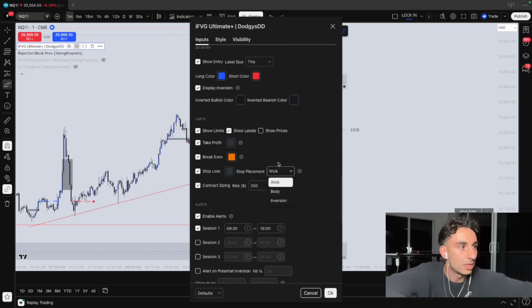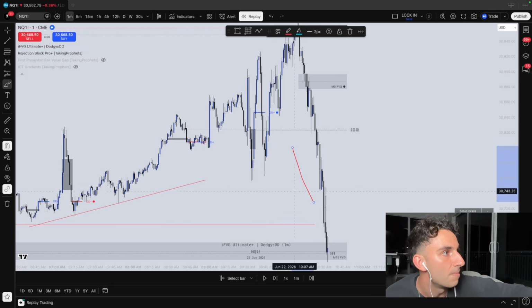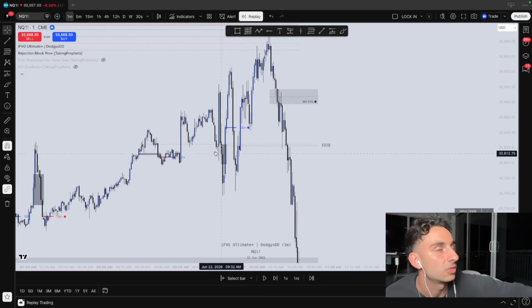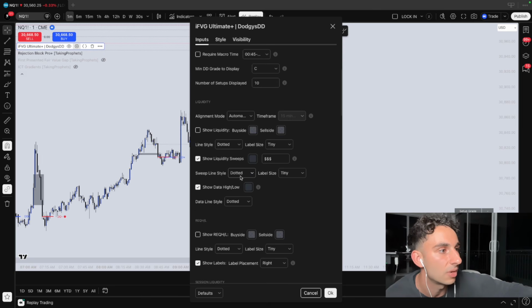A lot of people ask, would you do wick, body, or inversion? Personally, I would keep it on wick if you're a beginner, and just kind of roll with that. I like to use a mix, and it all depends on the market conditions. Right now in these current markets, you can see a lot of people on social media are winning. A lot of people are having a very easy time trading inversions right now.